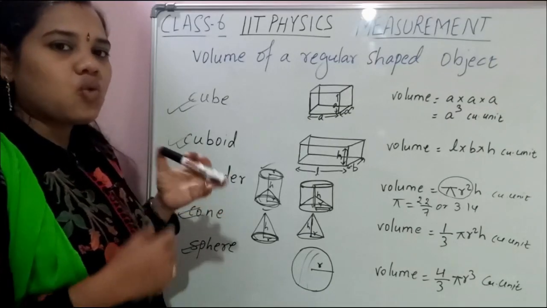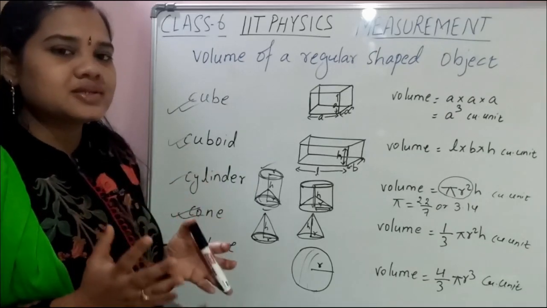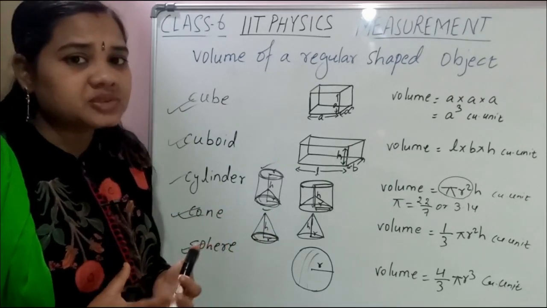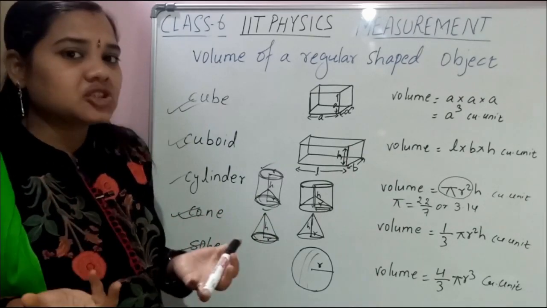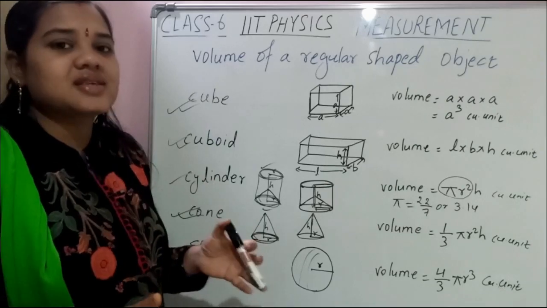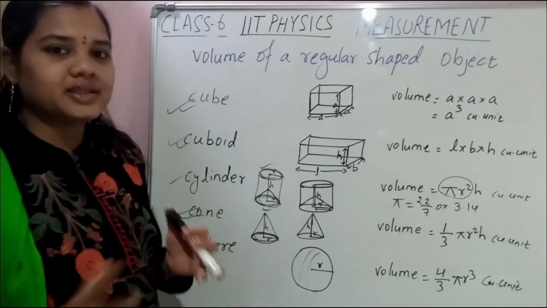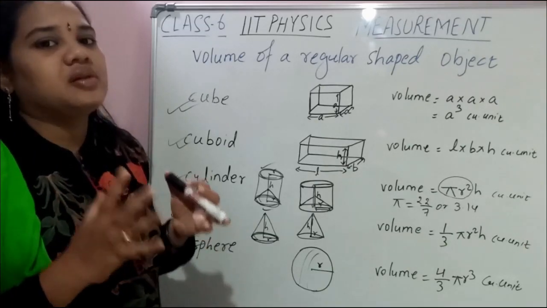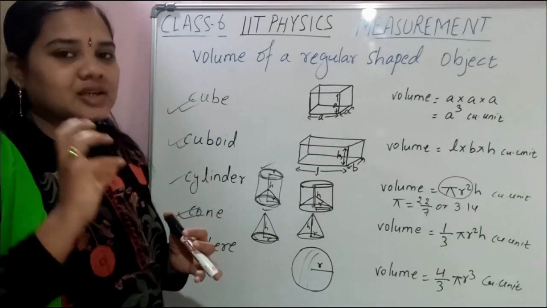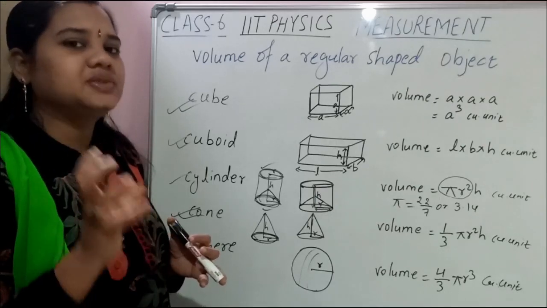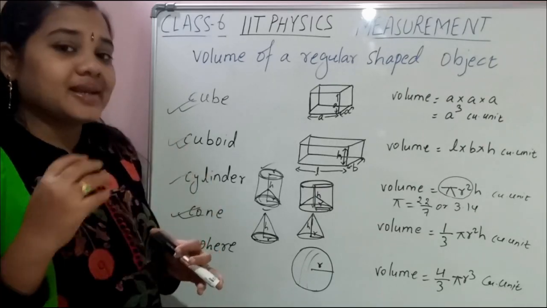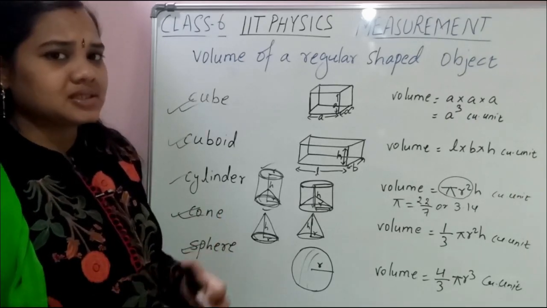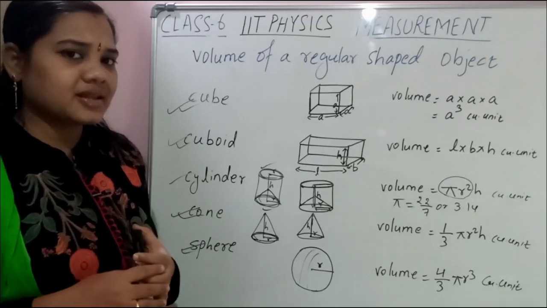Then we saw what is volume. Volume is the total space occupied by any object. Which type of object? Three-dimensional object. Three-dimensional object means an object having length, breadth and height, all three dimensions. That is called a three-dimensional object. That object will occupy some space. The total space occupied by the object is called its volume. Then the SI unit is cubic meter. Other units are cubic centimeter, liter, milliliter. Different units are there. Clear?